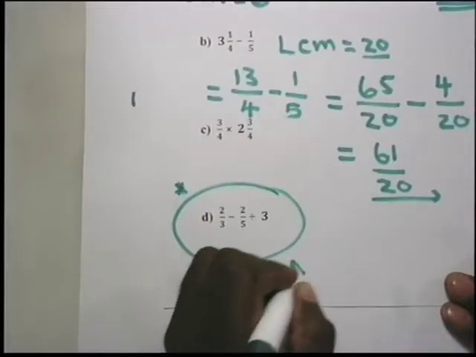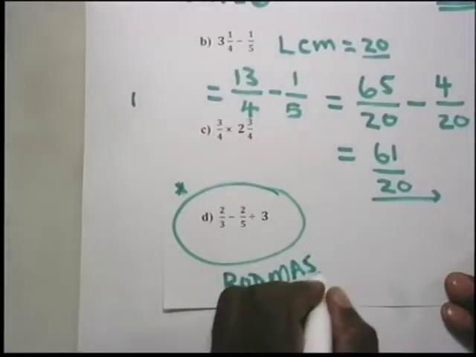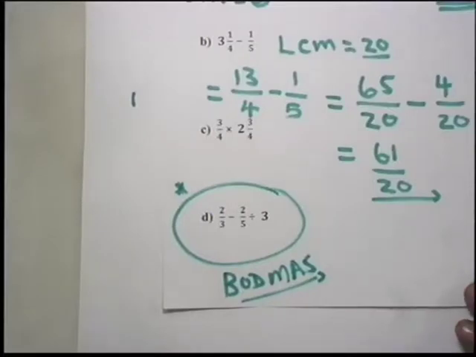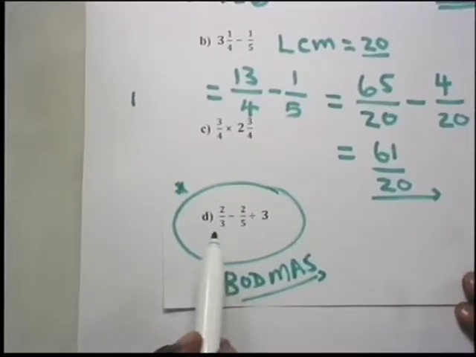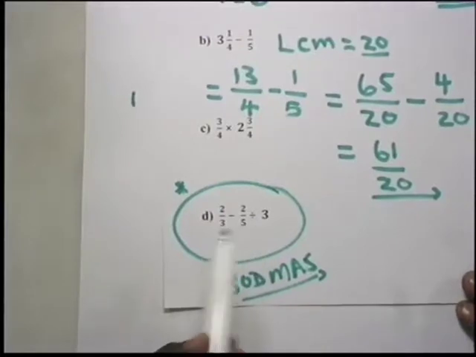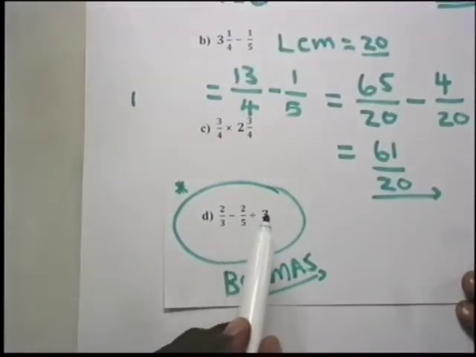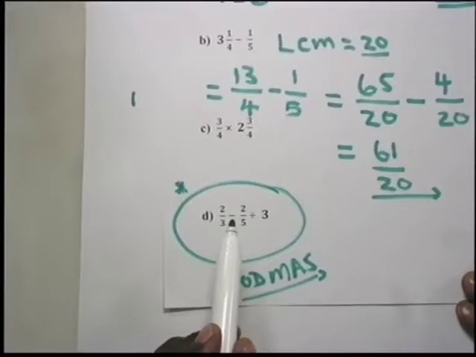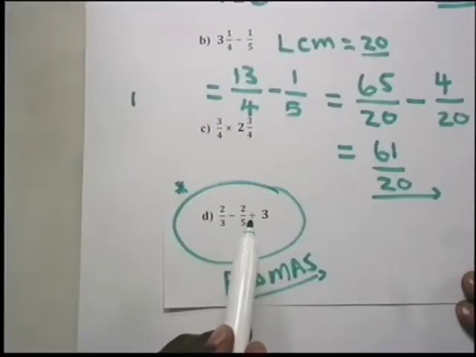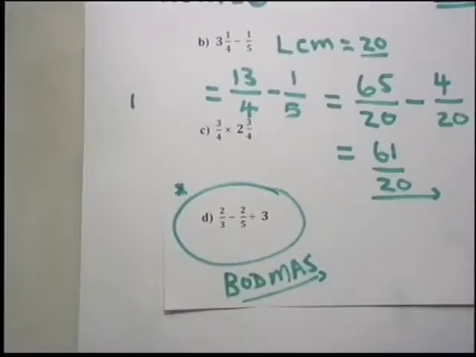What is BODMAS, and how does it advise us when we have problems to solve, where we have fractions and carrying different signs? Here we have a minus and there we have a division sign. So how would we then deal with that? Please solve that one on your own, and let's see what the answer will end up to be. So that was the fractions.